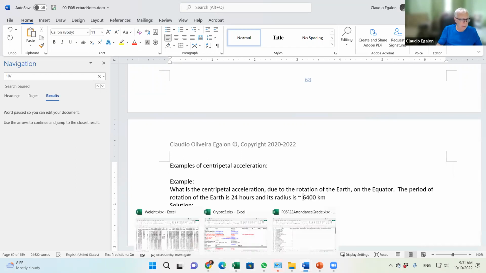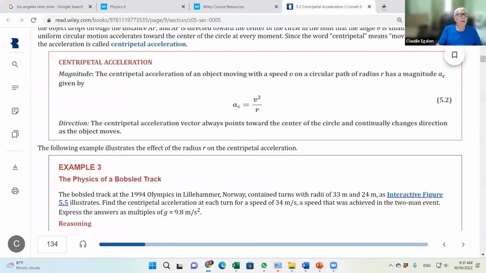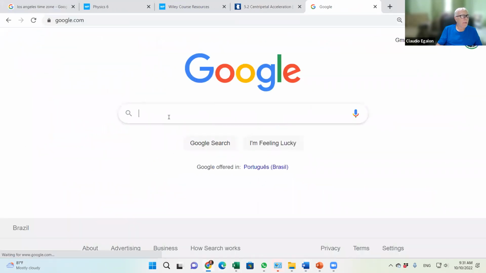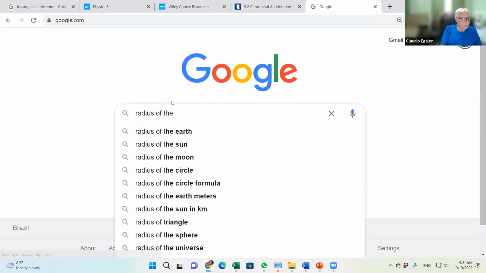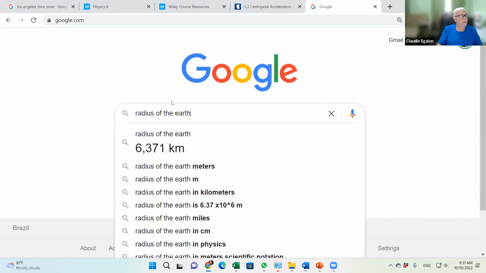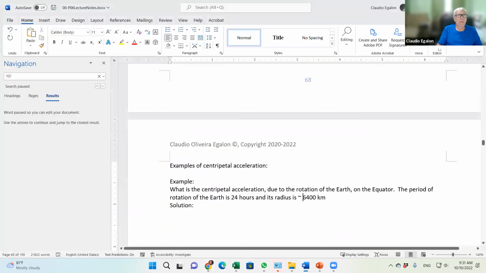If you want to know exactly, let's take a look at the internet. Radius of the Earth. Oh, 6,371. Man, I came close, didn't I? 6,371 kilometers on the equator.